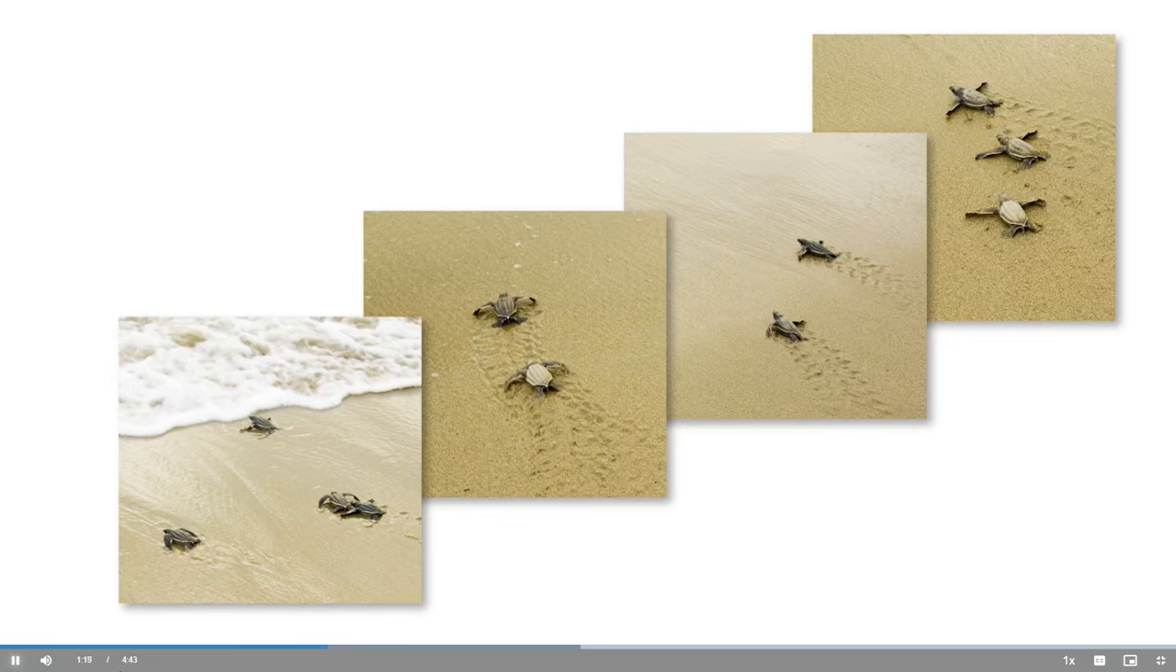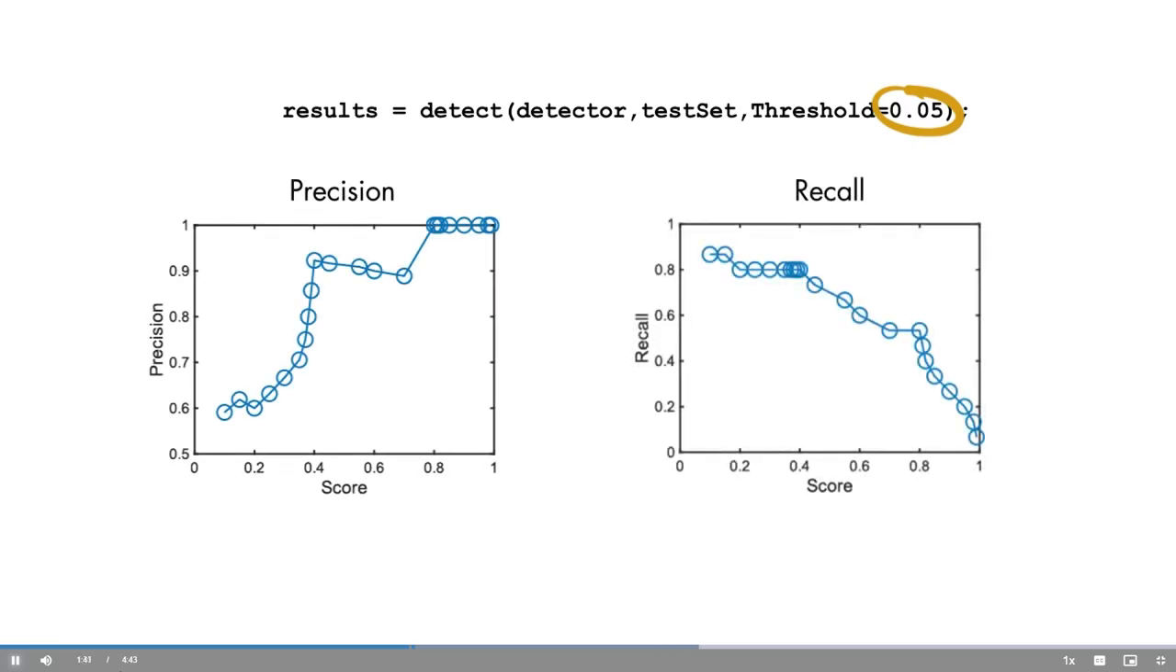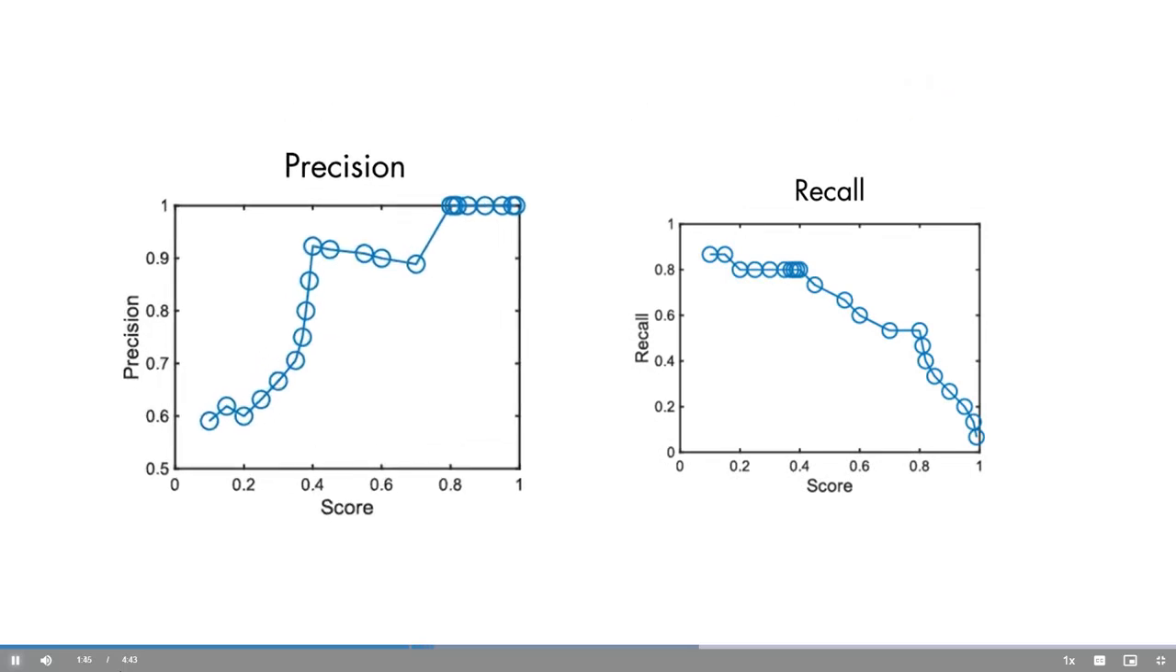How do you use these metrics on your test set to evaluate your model and choose an appropriate score threshold? You first need to run your detector with a low detection score threshold on your test images to get a list of all the detections and their corresponding scores. A common way to analyze the results is to plot precision and recall as they change with the detection score threshold. Here we have a plot of precision versus score.